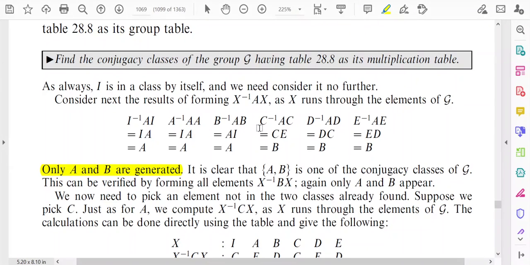Now we have written the conjugacy relation x inverse A into x. So x is any element of G. What is the result for x inverse A into x? Step by step, we have written different values of x. For example, the first element is the identity element, so I inverse A into I. Second element is A, so A inverse A into A. Third element is B, so B inverse A into B, and in each case we are finding the result for the conjugacy relation.